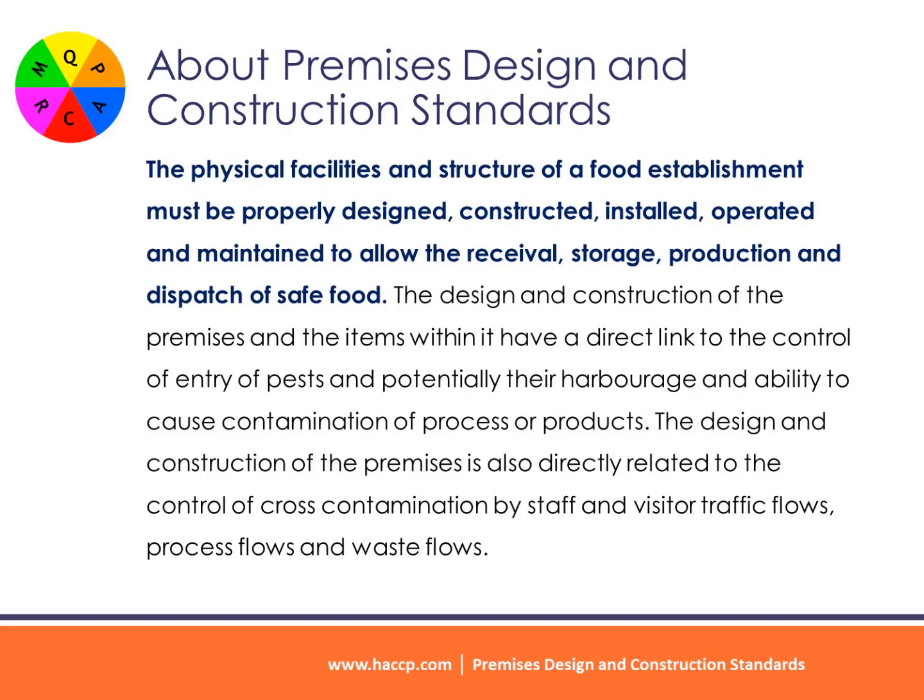About premises design and construction standards. The physical facilities and structure of a food establishment must be properly designed, constructed, installed, operated and maintained to allow the receival, storage, production and dispatch of safe food. The design and construction of the premises and the items within it have a direct link to the control of entry of pests and potentially their harborage and ability to cause contamination of process or products. The design and construction of the premises is also directly related to the control of cross-contamination by staff and visitor traffic flows, process flows and waste flows.